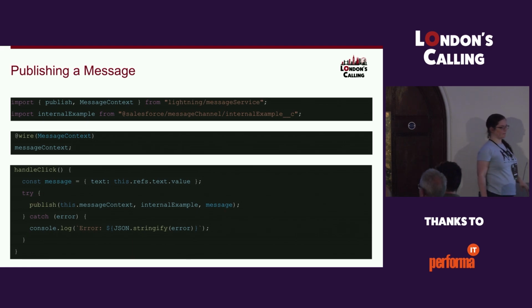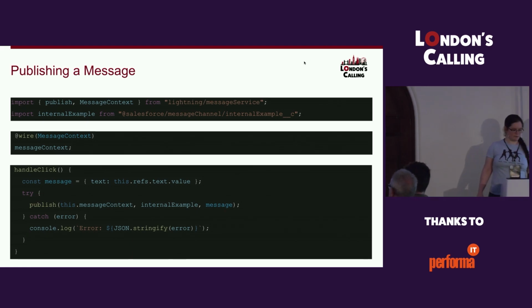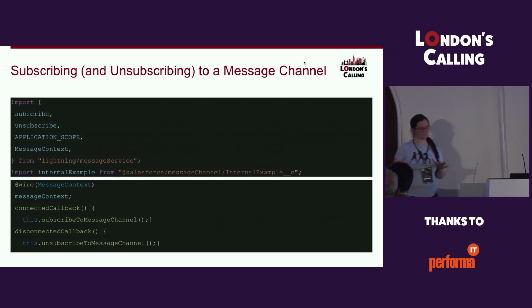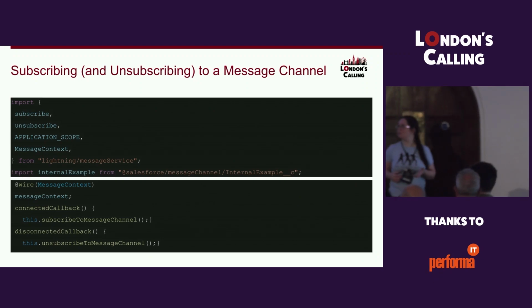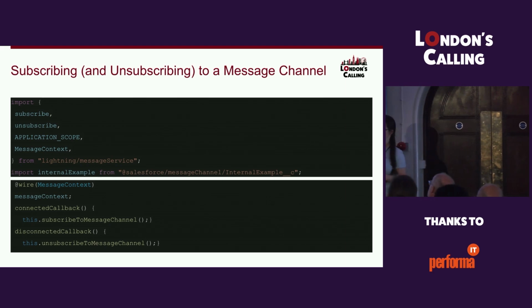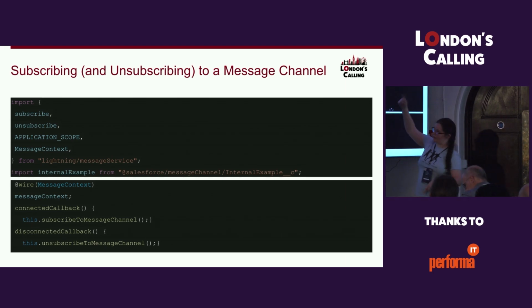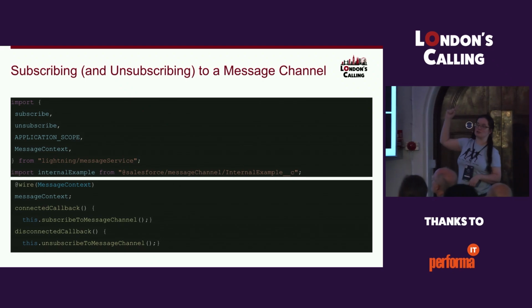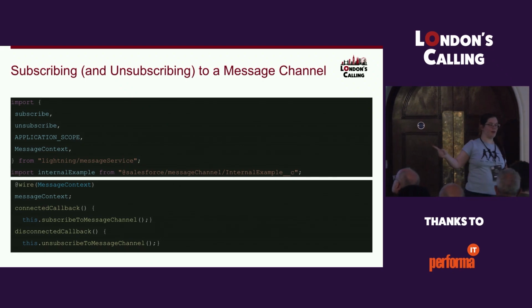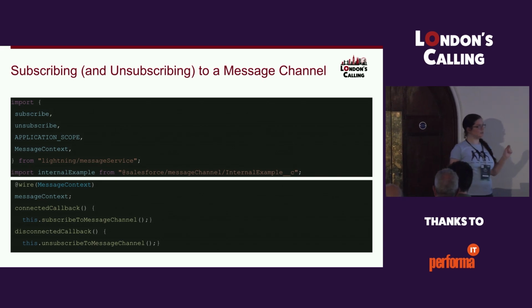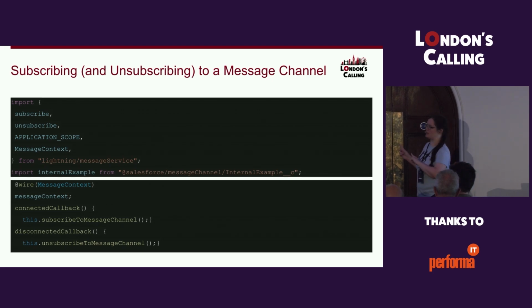That's actually really easy. Where things can get a little bit more complicated is subscribing and unsubscribing. There's a few more imports you need to do. So obviously, if you're unsubscribing as well, you need to import both subscribe and unsubscribe. Again, you need to include the message context. There's also something called application scope. I've got another slide where I will talk about scope in a little bit more detail. You do not need to include the application scope, but it opens up some areas if you do include it. I'll talk about that in a slide coming up.